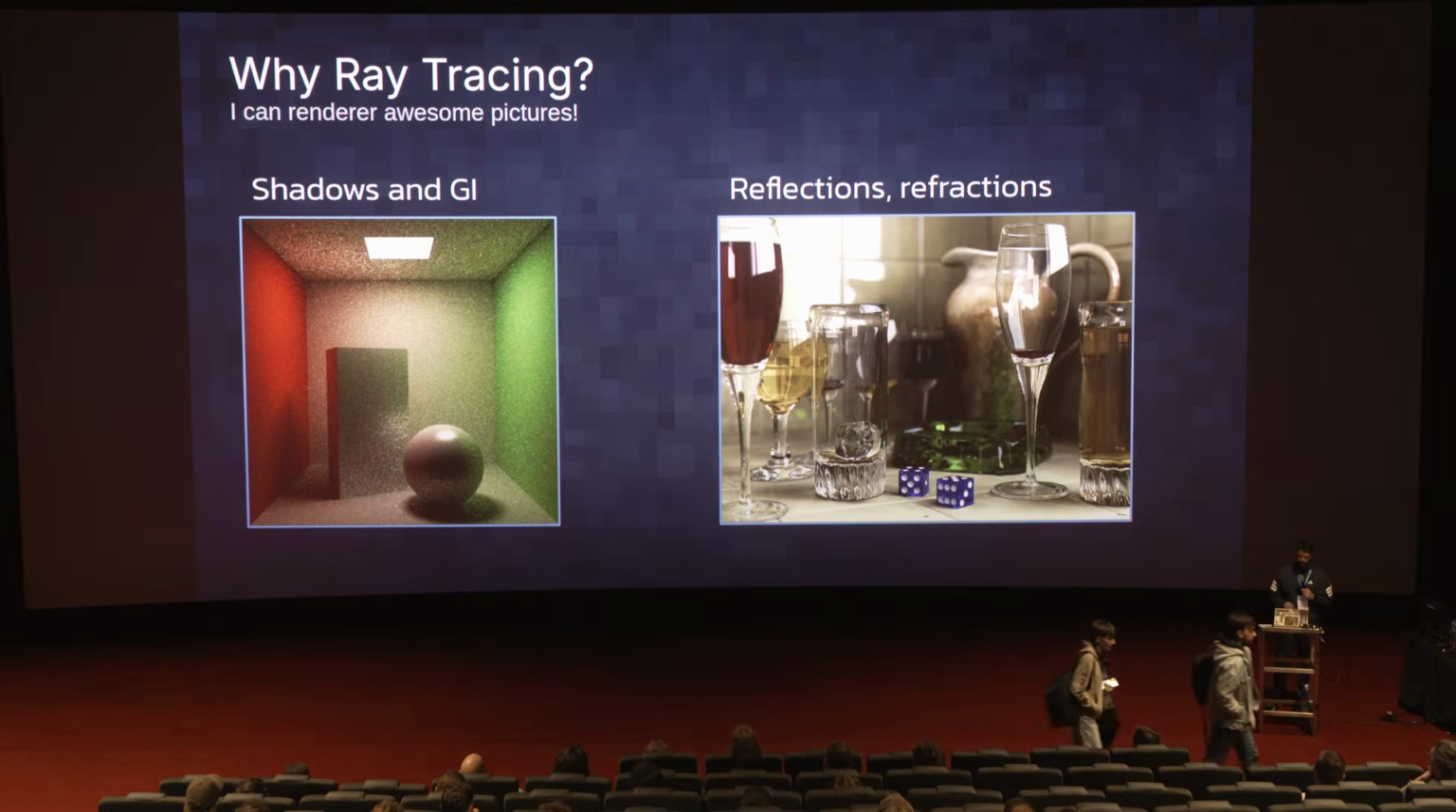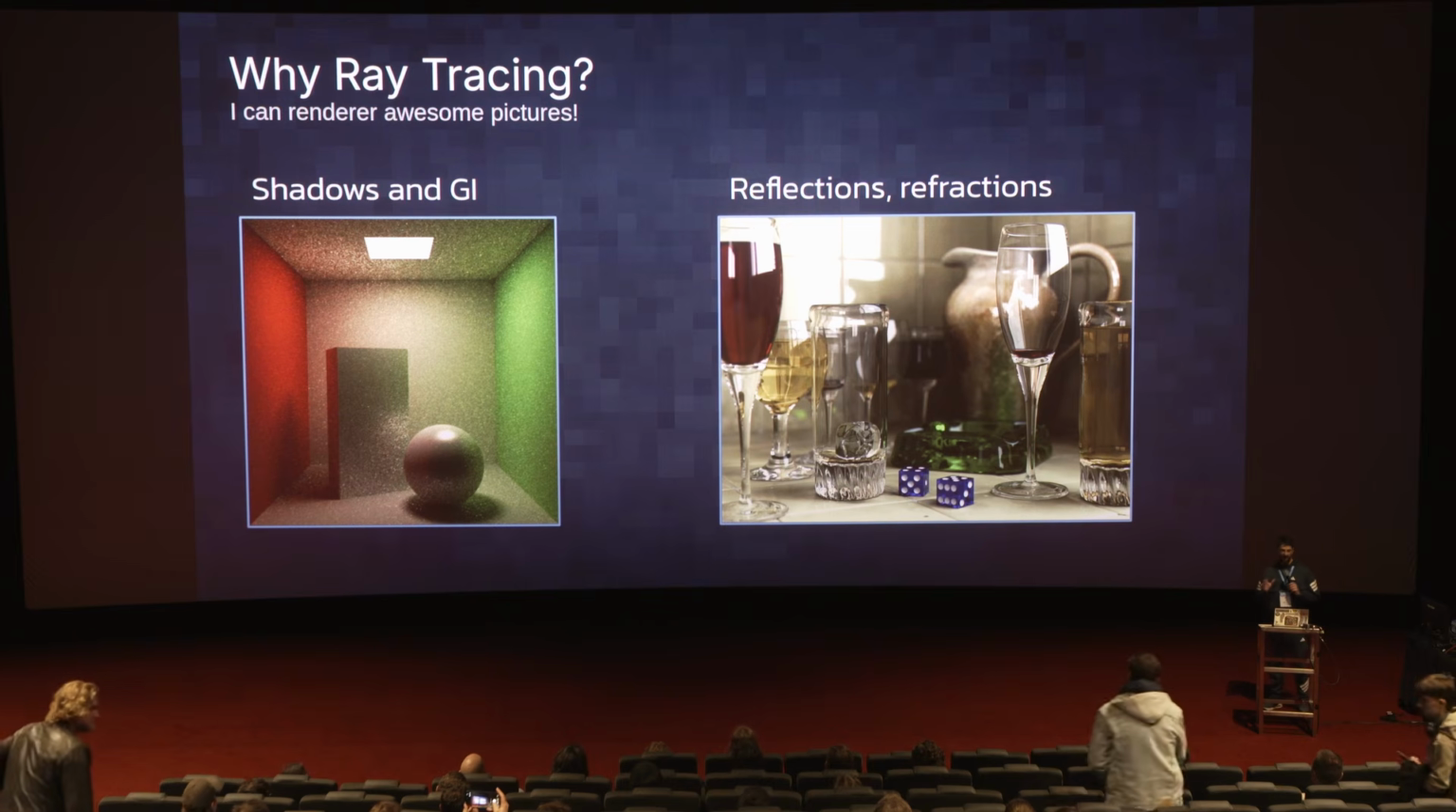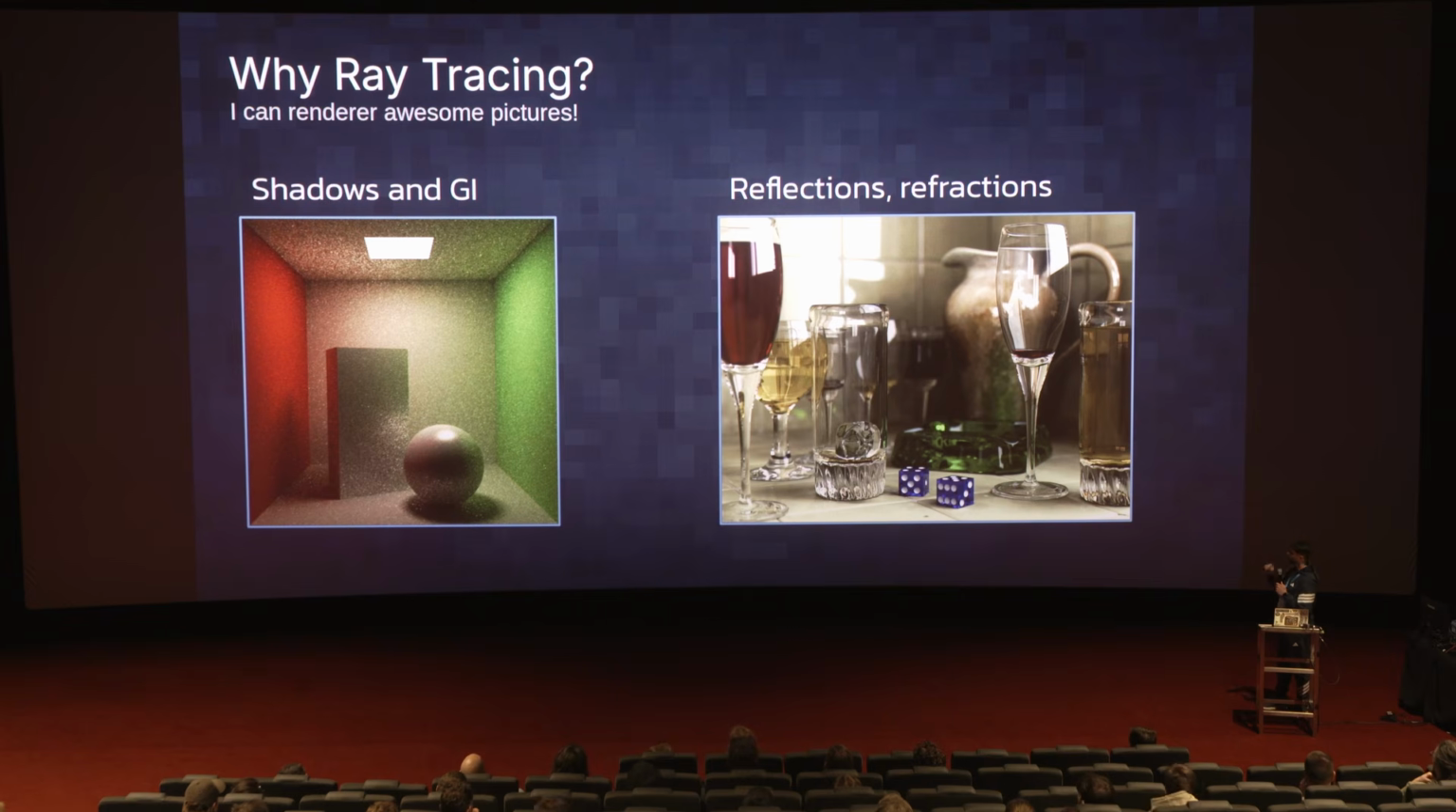And why ray tracing? Well, with ray tracing, you can render really awesome pictures, right? With ray tracing, you can simulate the physics of light accurately, so you can get really nice, interesting effects like better shadows and global illumination, reflections and refractions. I'm not the author of the picture on the right. I got this from Wikipedia, but I am the author of the picture on the left.